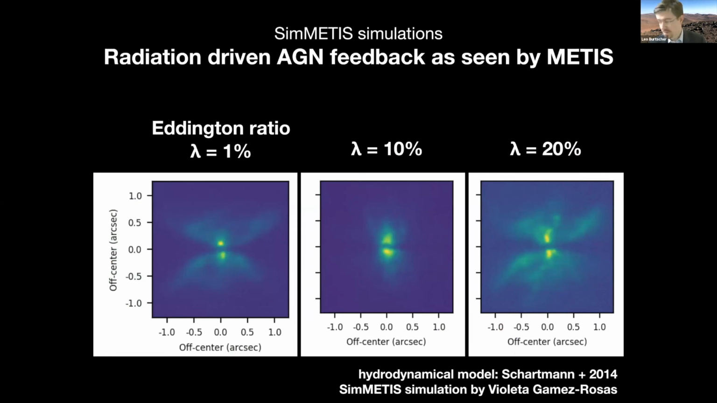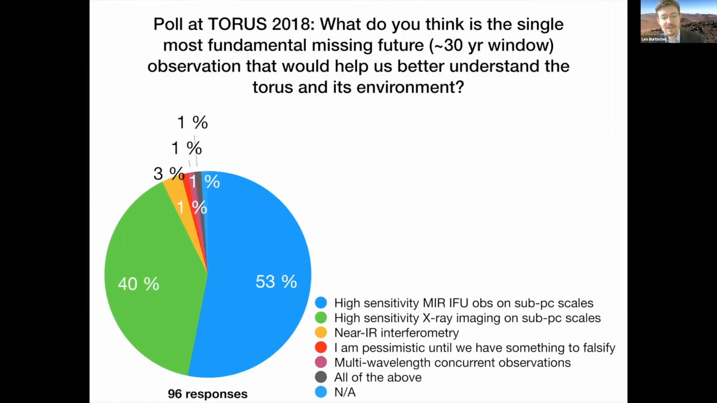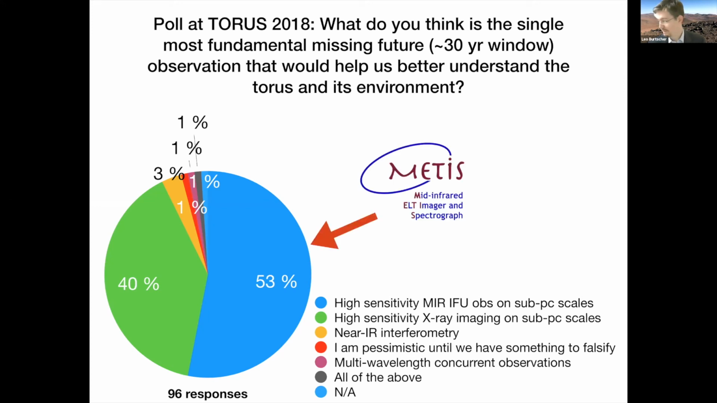So this is what we expect to see with METIS. Actually, at a recent AGN conference, people were asked, what do you think is the single most fundamental missing future observation? And 53% said high sensitivity mid-infrared observations with an IFU, which is exactly what METIS has. A few people also were pessimistic because they need more models.